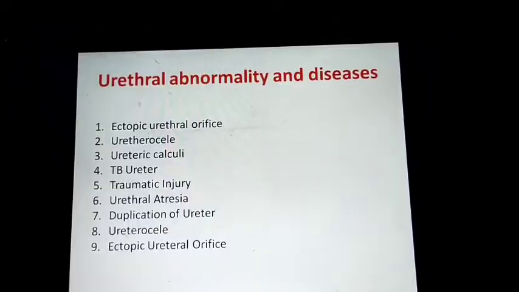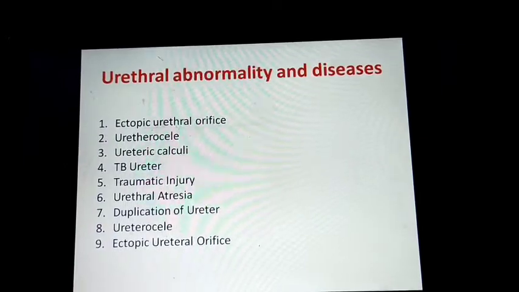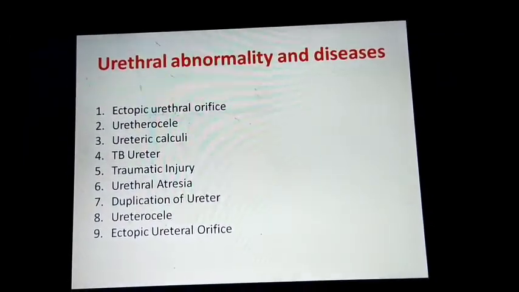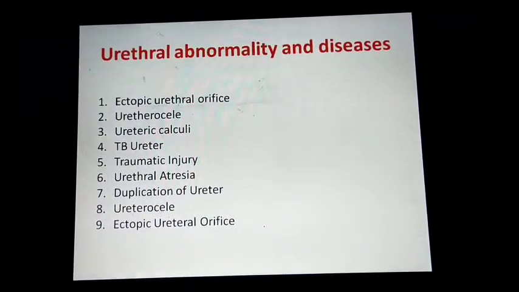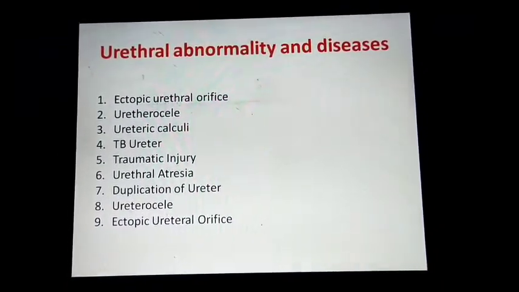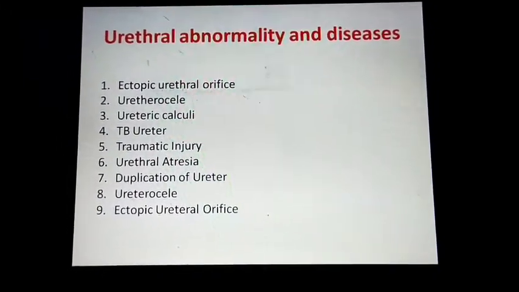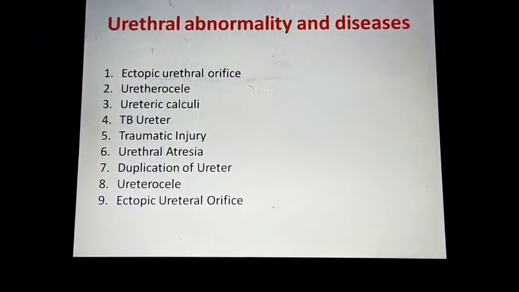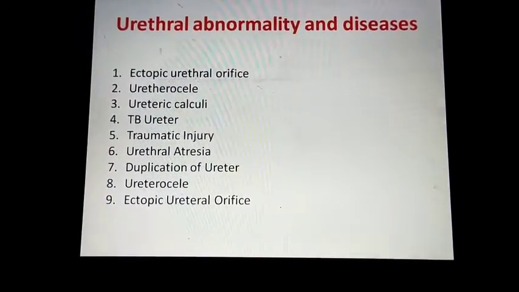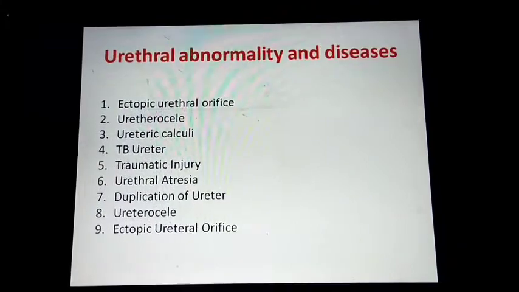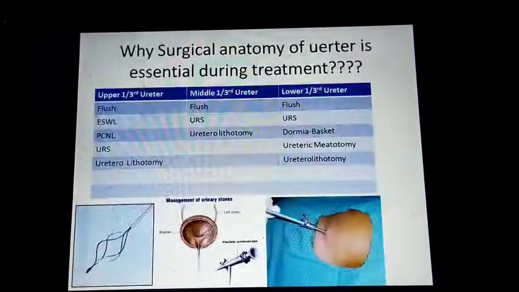Then some ureteric abnormalities and diseases. First one is ectopic ureteric orifice, ureterocele, ureteric calculi, TB of the ureter, traumatic injury, ureteric atresia, duplication of ureter. These are some congenital anomalies, abnormalities and diseases of the ureter.